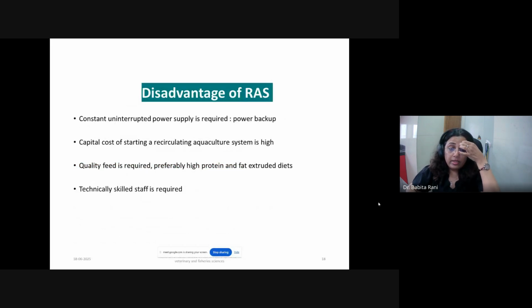Disadvantages, of course: there is an uninterrupted power supply requirement, and capital cost is very high when you make the system. A good RAS will cost you not less than 50 lakh. Quality feed is required, that is, a high protein extra diet, that is fine, every system demands that. Technically skilled staff is required.